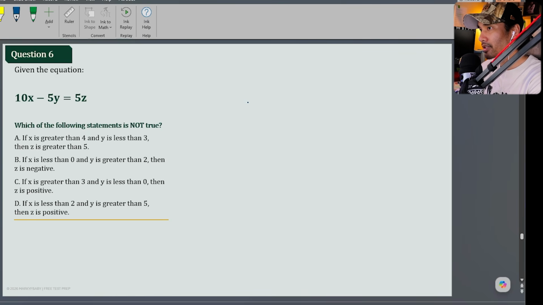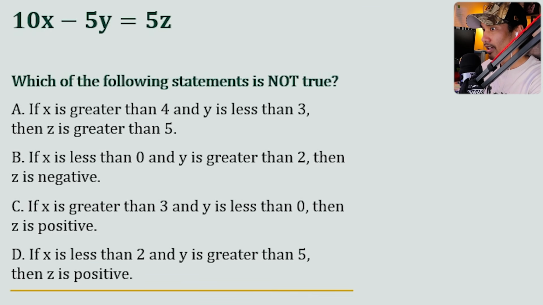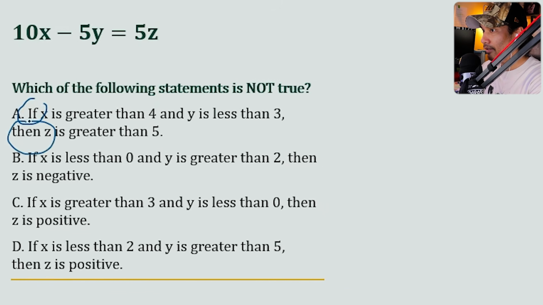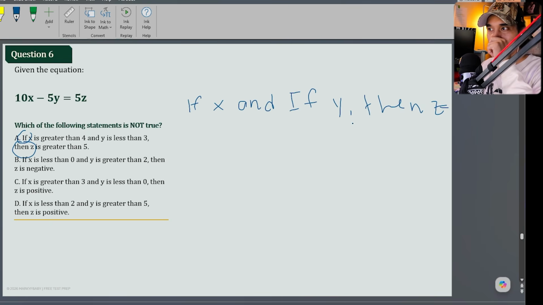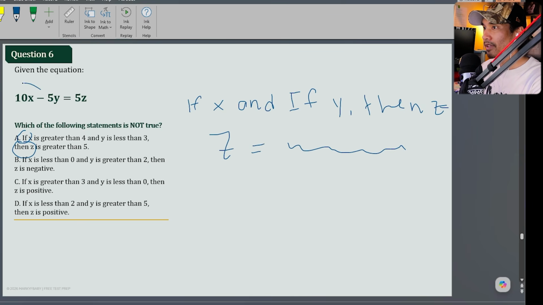Okay. So the first thing that I would do is look at the answer choices here. And the answer choices here say if x is greater than 4 and y is less than 3, then z is greater than 5. Okay? In your head, look for the if and then look for the then. It says if x and if y, then z. So given this, you know to write the equation in terms of z. So z equals blah, blah, blah. Okay? So we have the equation like this.